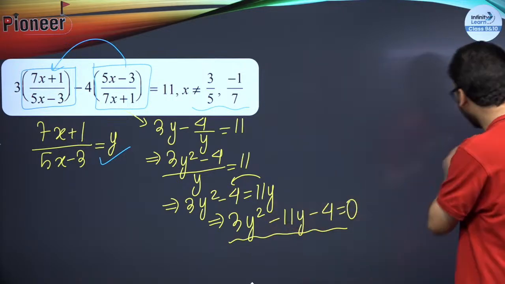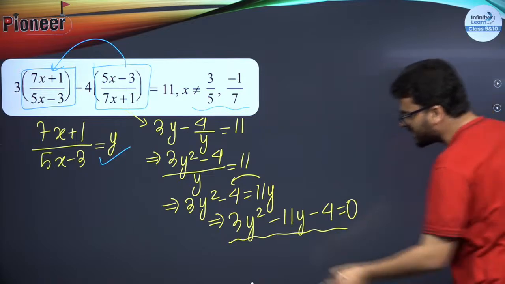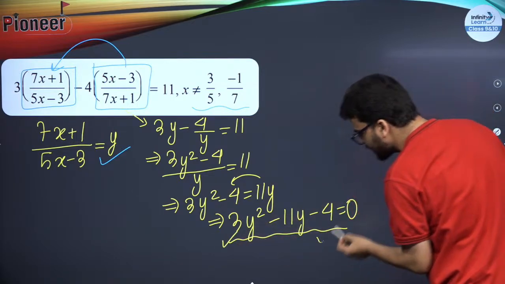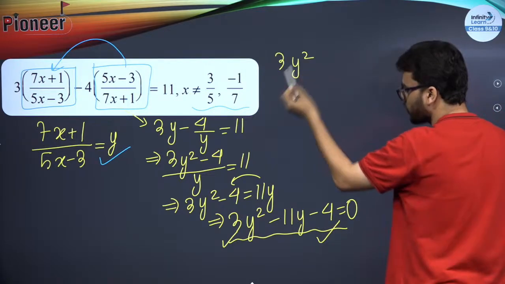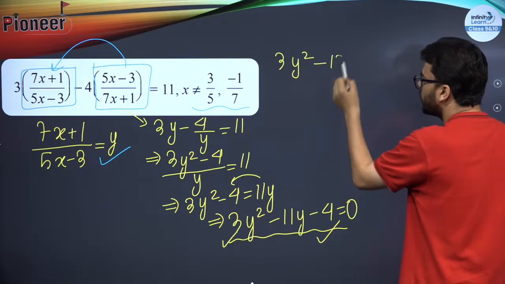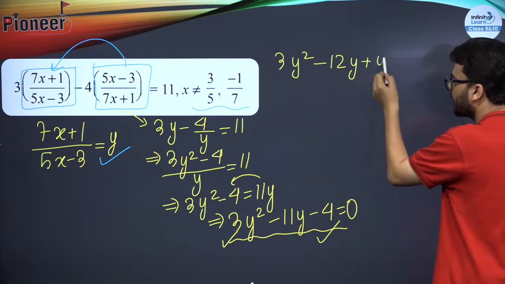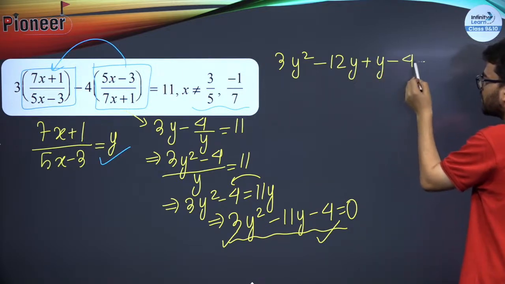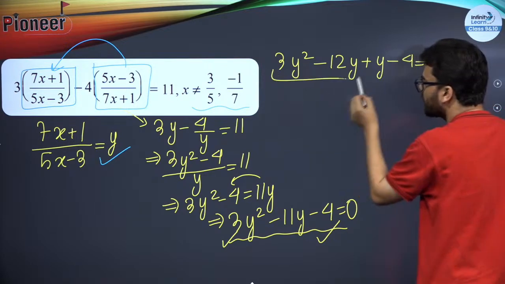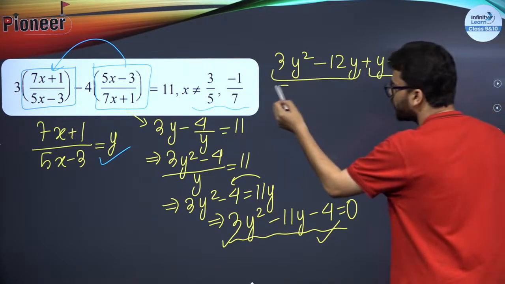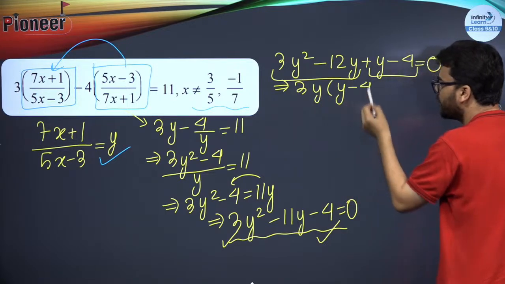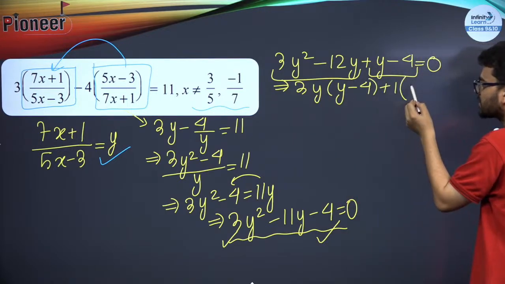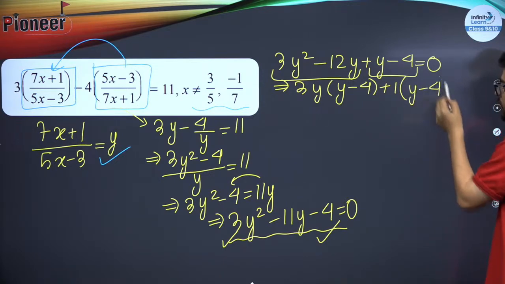So solve this equation. Now solving this equation is very simple, because you see 4 3s are 12 over here. So you can split the middle term over here. So 3y square minus, I can write it 12y plus y minus 4, that is equal to 0. So again two groups are possible. Out of the first group you can take 3y as common. So y minus 4 will be left. Out of the second group you can take 1 as common. So y minus 4 will be left.